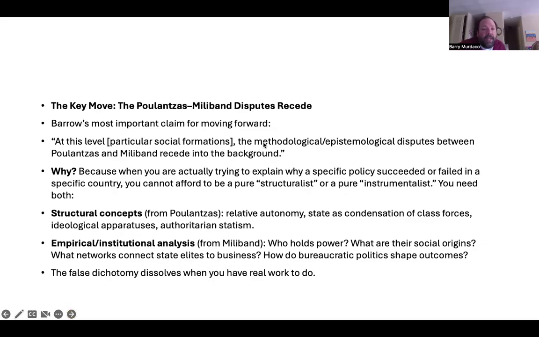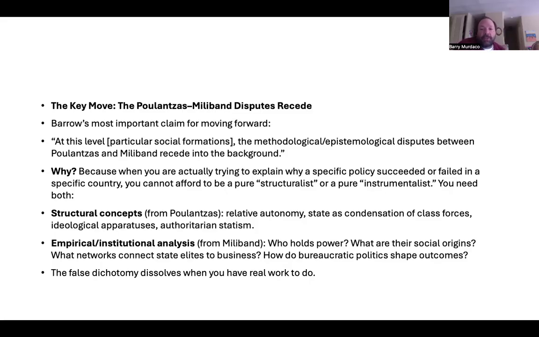Barrow's most important claim moving forward is that at this level of particular social formations, the methodological and epistemological disputes between Poulantzas and Miliband recede into the background. In other words, the differences between how they analyze the state and what they consider to be valid knowledge of the state isn't as important anymore. Why?